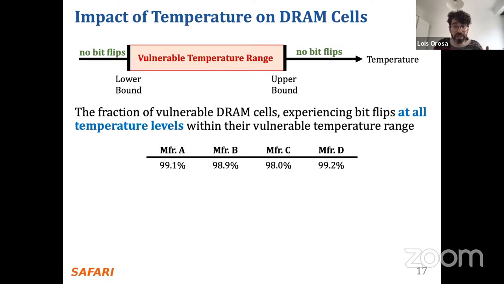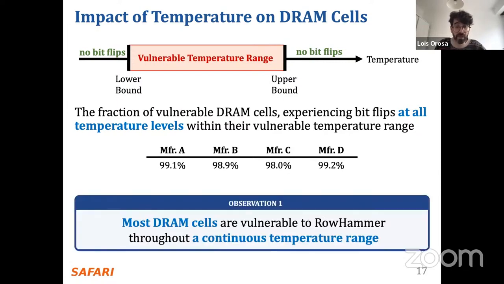This table demonstrates the fraction of DRAM cells that experience bit flips at all temperature levels within their vulnerable temperature range. You observe that more than 98% of vulnerable cells across all 4 manufacturers exhibit this behavior. Therefore, we conclude that most DRAM cells are vulnerable to RowHammer through a continuous temperature range.